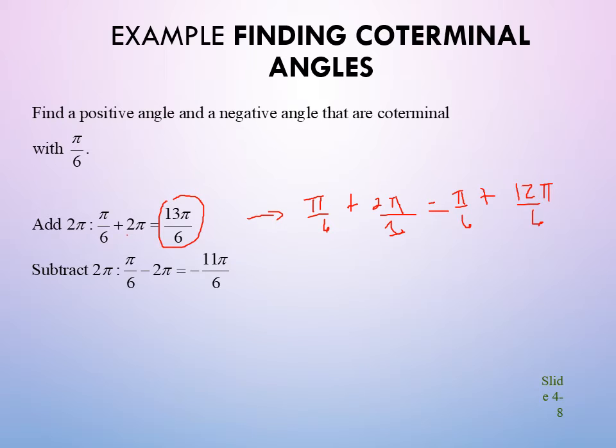Same thing for the subtraction. If we have pi over 6 minus 2 pi over 1, we have the pi over 6, and then we subtract the 2 pi. So we are actually subtracting the 12 pi over 6. And we take the sign of the greater, and that gives us negative 11 pi over 6.